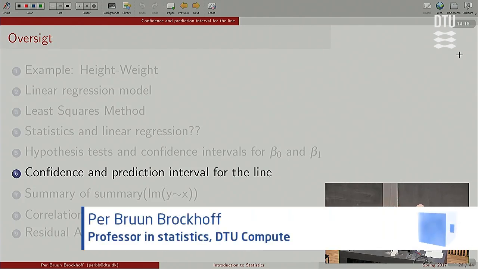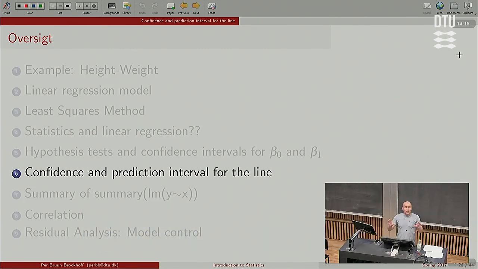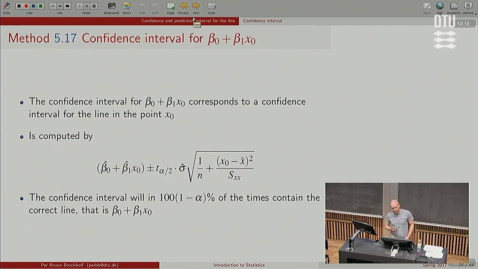We have still a few things left, so let's move on rapidly here. We need to take this a step further. We need to be able to do some statistics related to the line itself, not separate on the slope and the intercept, but combine the two to say something about the line. That's the plots I showed you in the beginning. And here we jump right into it.